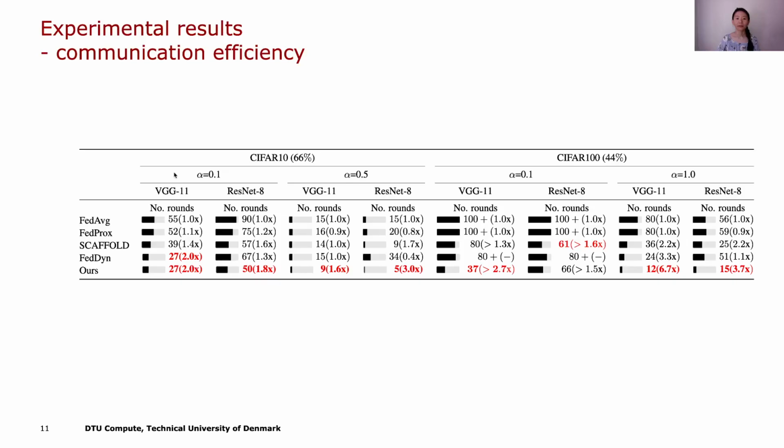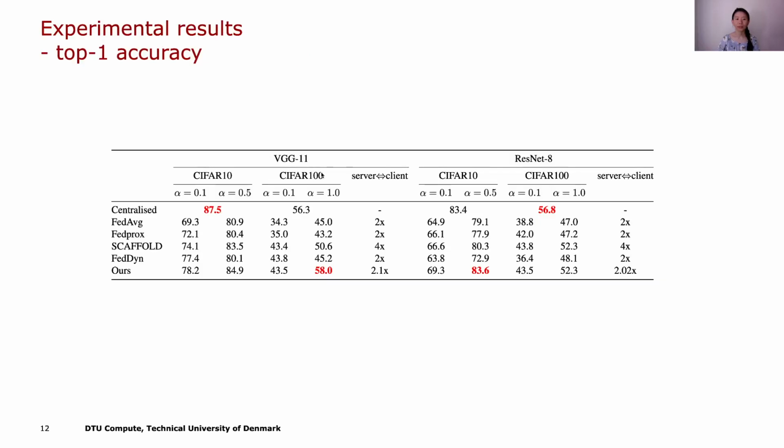To illustrate the effectiveness of our proposed algorithm, we perform experiments on different datasets, multiple neural networks, and different levels of data heterogeneity. Here we show the required number of rounds to reach the target accuracy. Compared to the baseline approaches, we see that we require fewer rounds to reach the same level of accuracy. We also report the top 1 accuracy, and we see that for some of the experiments, our performance is even slightly better than the centralized experiments. And this result demonstrates the effectiveness of our proposed algorithm.